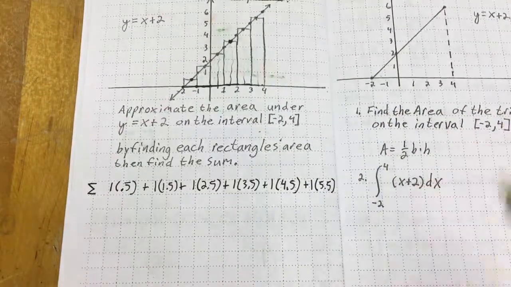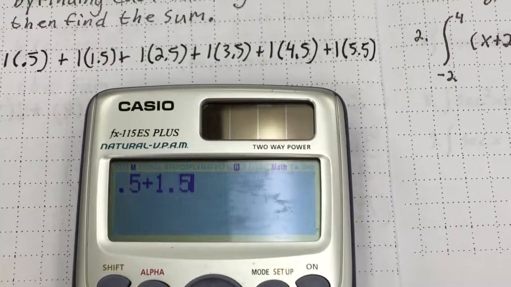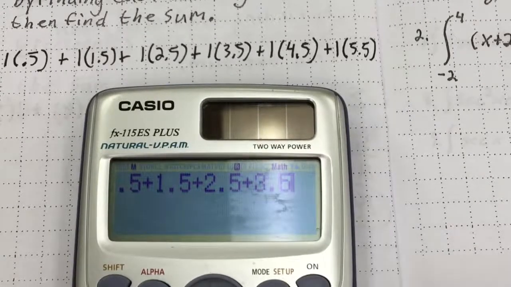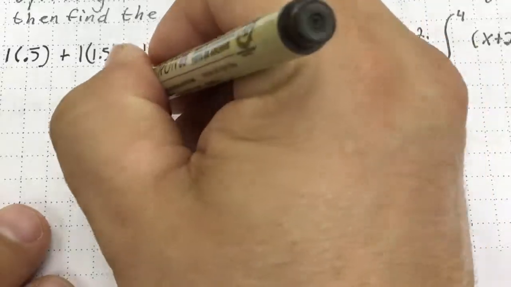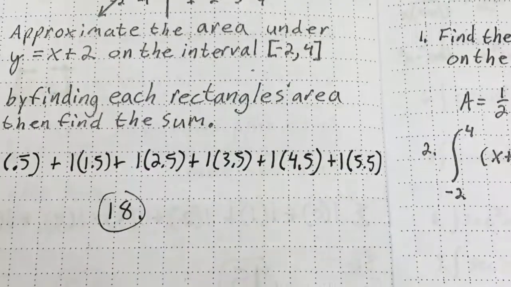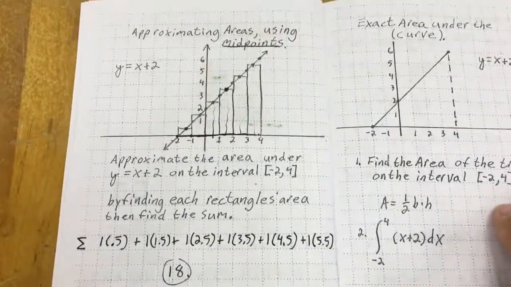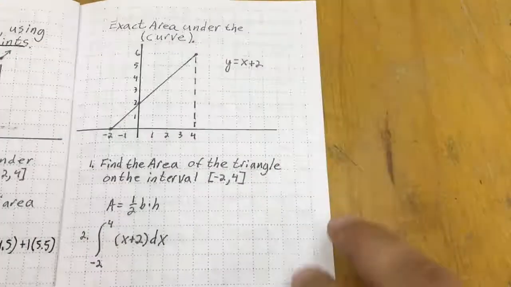Because I have all these decimals, I'm just going to use the calculator. 0.5 plus 1.5 plus 2.5 plus 3.5 plus 4.5 plus 5.5. And let's see what that gives me. Notice, the midpoint gives me the average. The sum is 18. I'd like to know if that's an accurate approximation. It's probably pretty close.